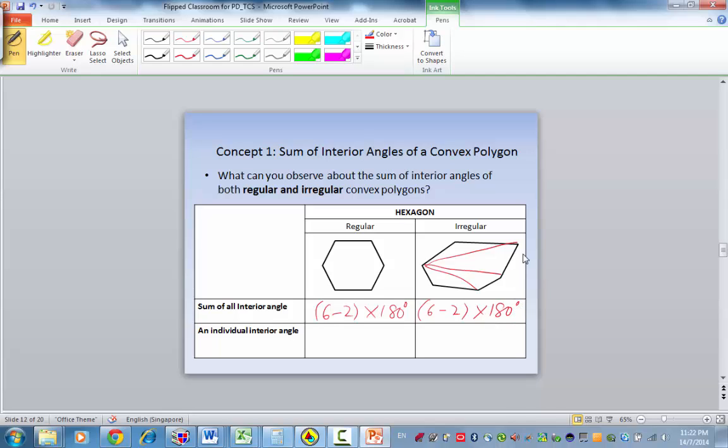Now, how about the individual interior angle of a regular six-sided polygon? Since all the sides are equal, the individual interior angle will be simply sum of all the interior angles divided by the number of sides. However, for the irregular polygon, not all the sides are of the equal length. Hence, we cannot find an individual interior angle of the irregular polygon.